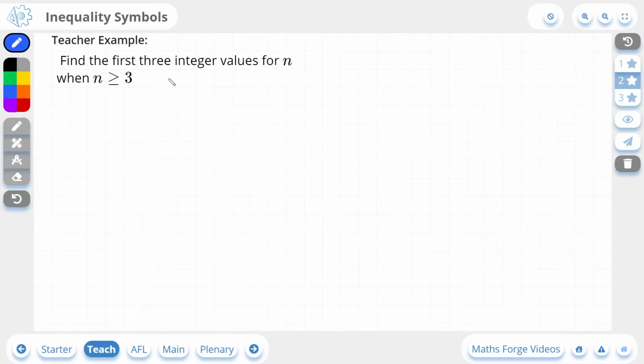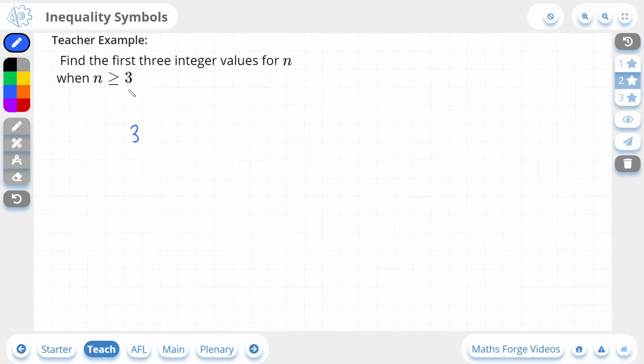We're being asked to find the first 3 integer values for n when n is equal to or greater than 3. So in this case, you can use a number line if you wish, but think about all of the numbers that are equal to or greater than 3. Well, the first number that's equal to or greater than 3 is 3. It satisfies the condition of being equal to 3. So we're looking at numbers that are equal to or greater than 3.